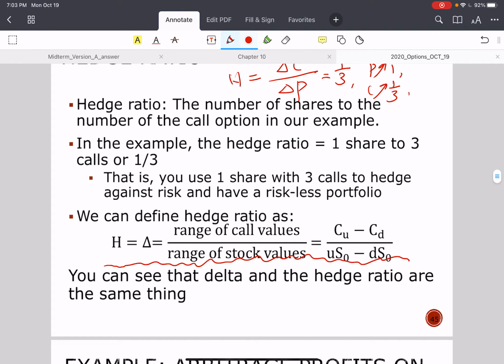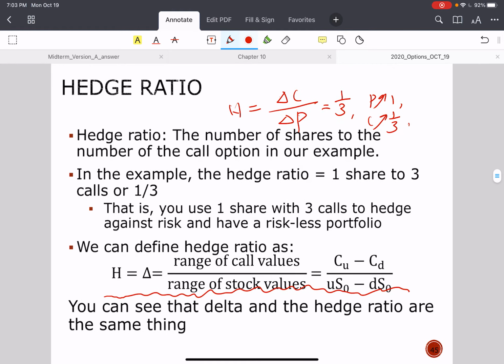So this basically means if you pair one stock, right? And if you pair this one stock with a short sale of 3 calls, then you can see that this price change will just offset with each other, right? Because you can see that if you have one stock, right?